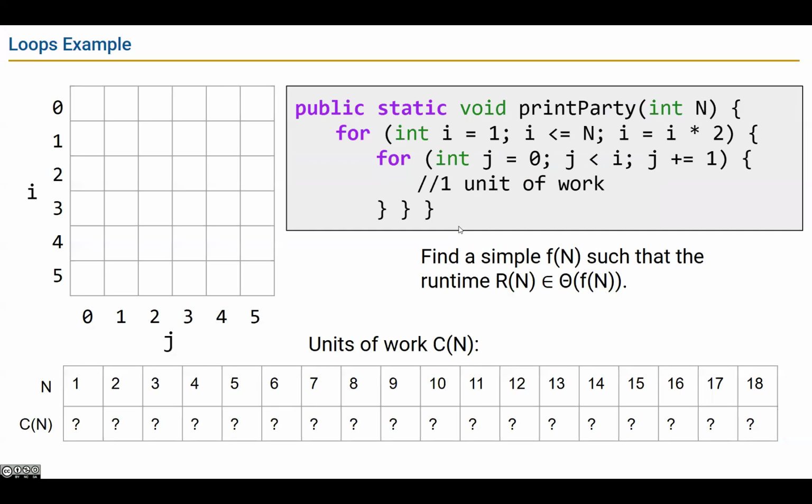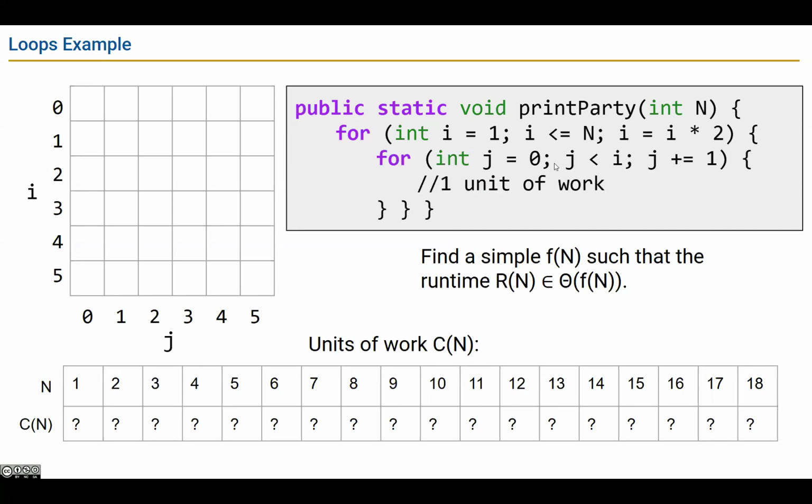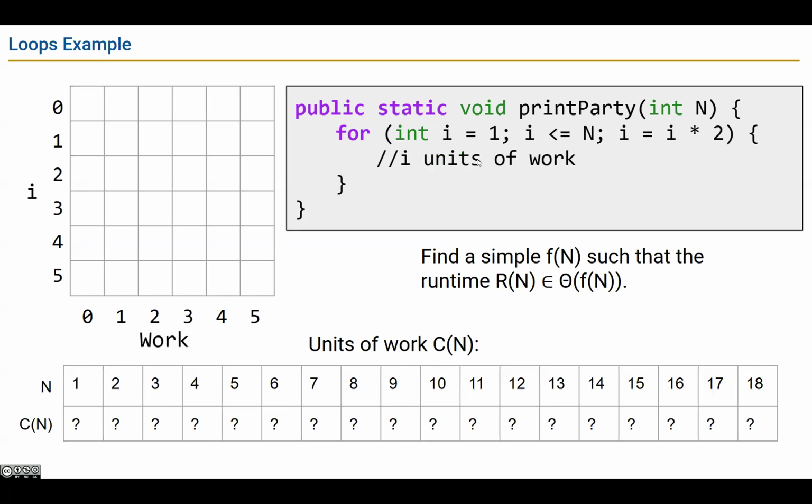And the next thing I'm going to do is I'm going to actually say that this internal thing, for j equals 0 up to i, is 1 unit of work. How many units of work is that total? i units of work. Yeah. I don't know what the value of i is, but this is doing 1 unit of work, i times. So this is i total units of work.